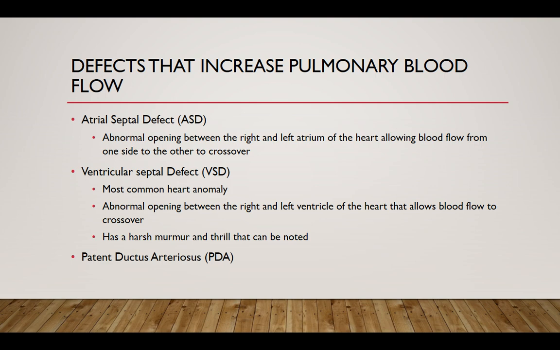Defects that increase pulmonary blood flow are atrial septal defect, ASD, an abnormal opening between the right and left atrium in the heart, allowing blood flow from one side to the other to cross over. Then you have the ventricular septal defect, VSD, most common heart anomaly, abnormal opening between the right and left ventricle of the heart, allows blood flow to cross over, has a harsh murmur and thrill that can be noted.